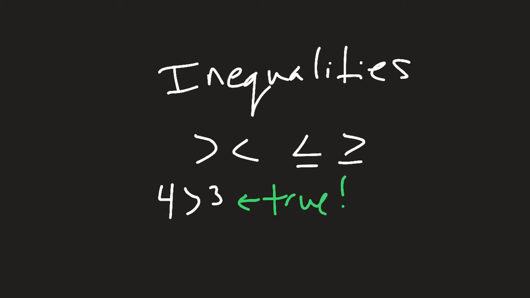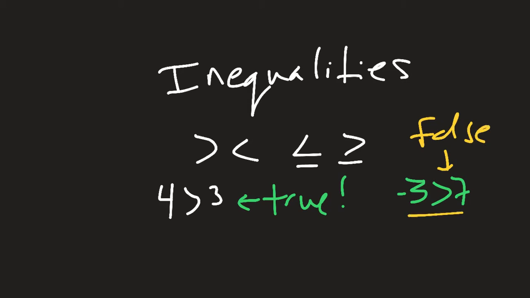It's possible to make these a false statement. If I said something like negative 3 is greater than 7, yikes, that's false. That's a false statement. And we're going to try to keep things to mostly true statements today.